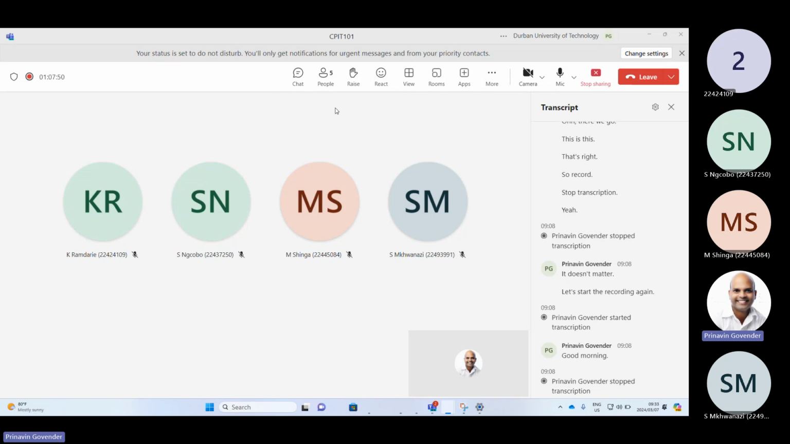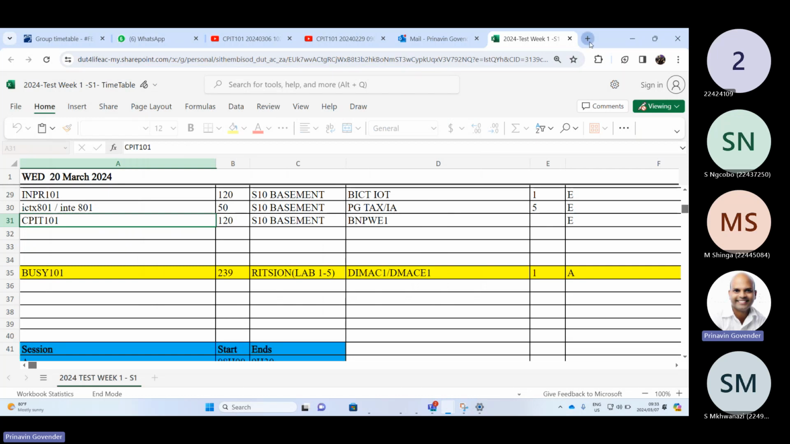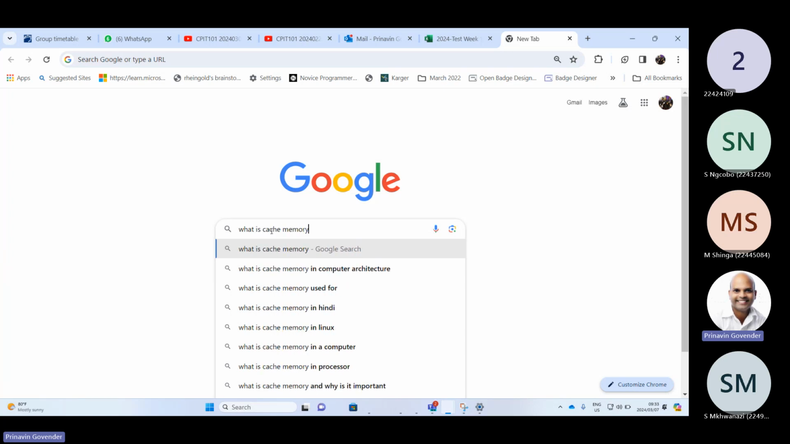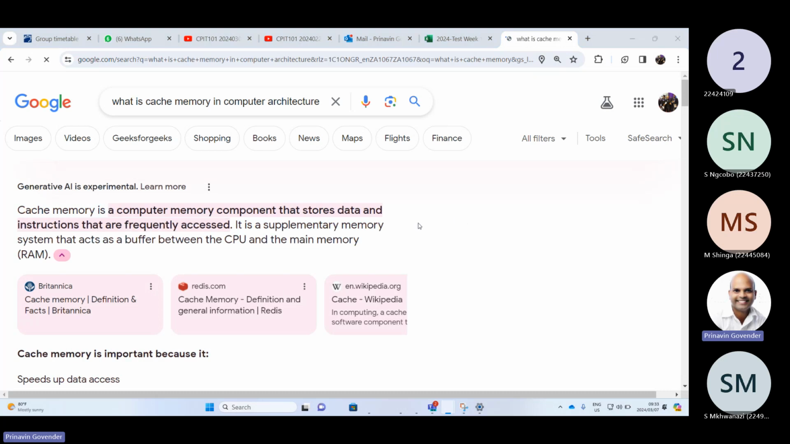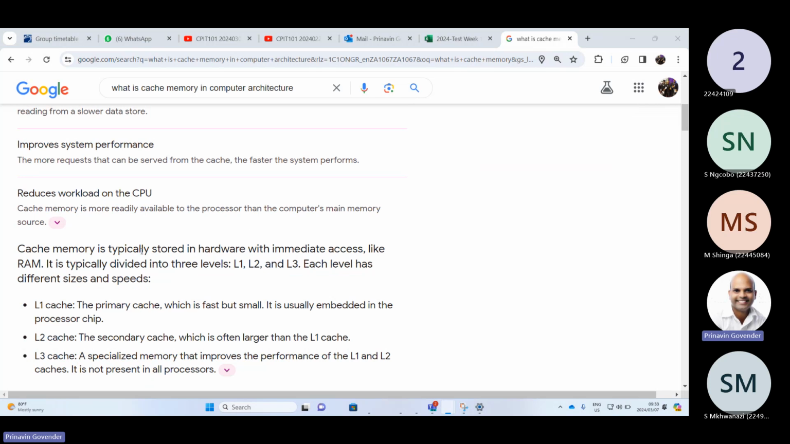Let's make a question for you based on what I have spoken about. I spoke about cache, and let me tell you where I get my questions from. I get my questions from the internet. So what is cache memory in computer architecture? It says cache speeds up data processing. Cache hits serve reading data from the cache, which is faster than computing results from the data storage. Cache memory is typically stored in hardware with immediate access.